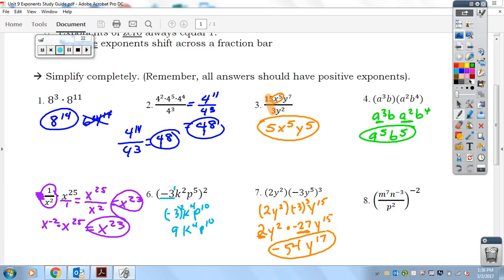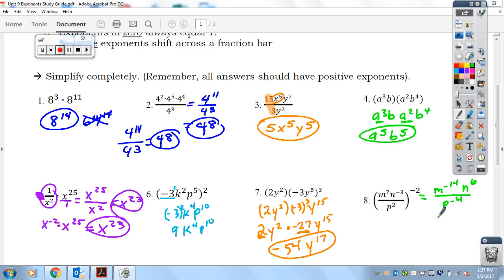8. Now 8 is a great question because there's a lot of ways that you can do this. You can quote unquote distribute the negative first. Again, it's not. You can clean up the inside by moving the n down. And either one will give you the right answer. Let me show you what I'm saying. If I want to quote unquote distribute the negative 2, this is m to the negative 14. N to the now positive 6 is negative times negative is a positive. And p to the negative 4.